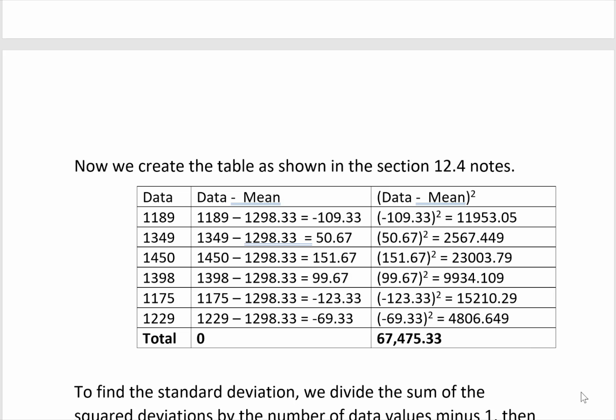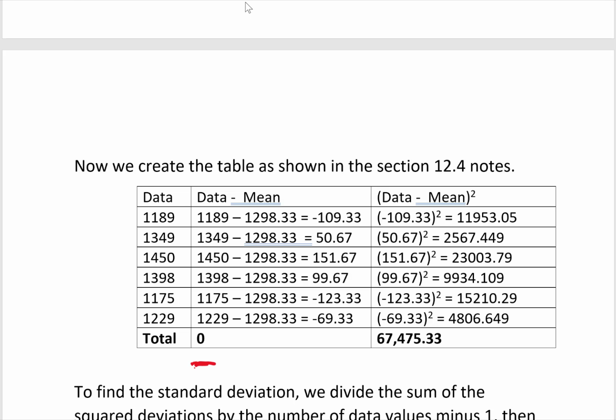In the table, the first column is the data values. The second column is each data value minus the mean. These are the deviations. The third column are those deviations from the second column squared. I've gone ahead and done all the calculations. And notice, it's a nice check for you: if you add the deviations in the second column together, you're always going to get 0.